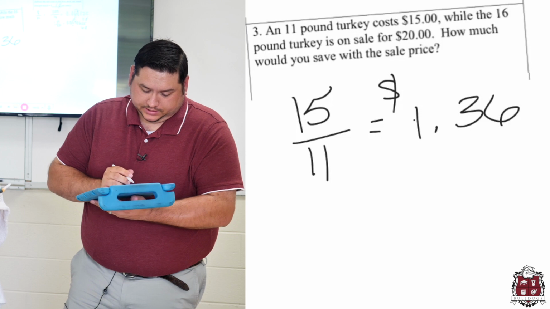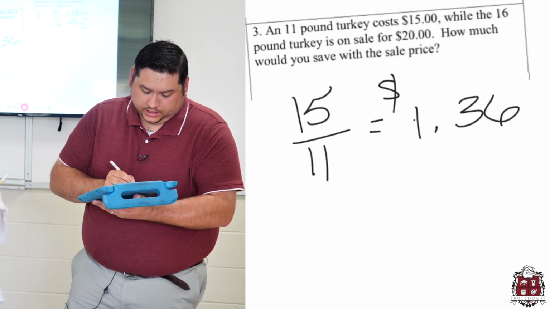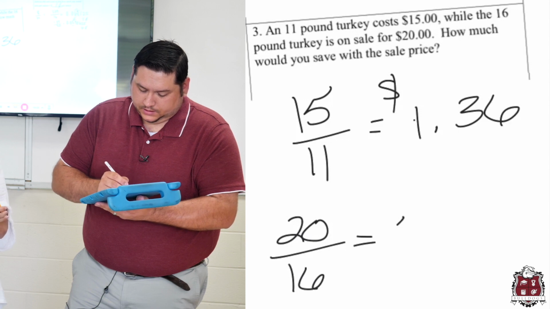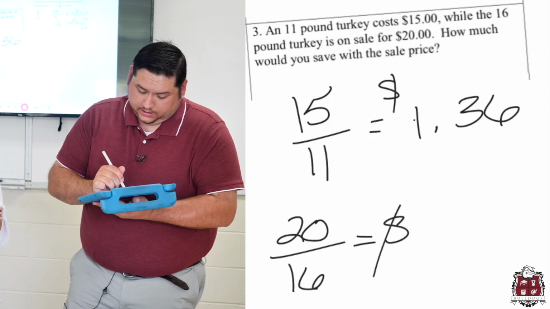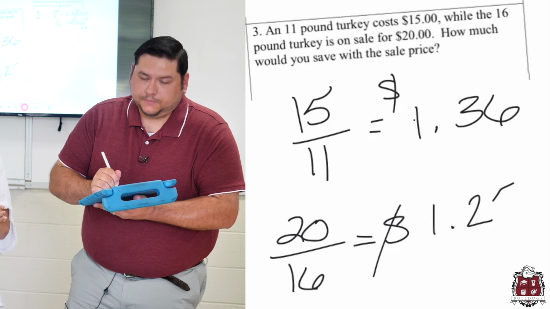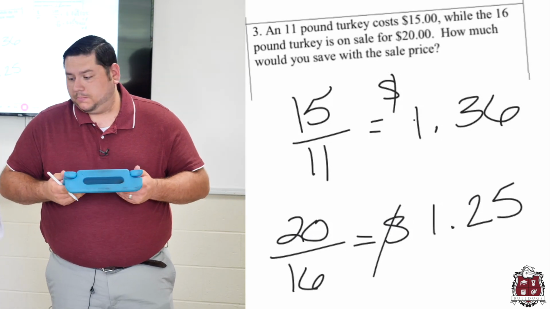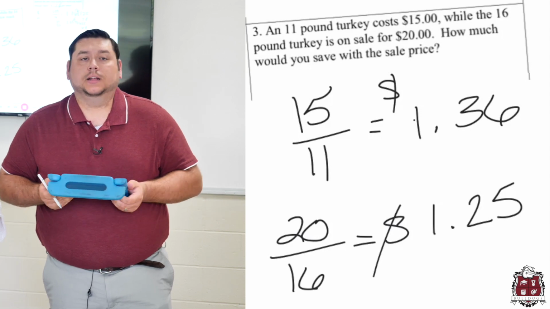If I buy the 16-pound turkey, it costs $20. So I say 20 divided by 16, and that gives me $1.25 a pound. So if I go into the store, I'm going to pick that 16-pound turkey because I'm paying less per pound.